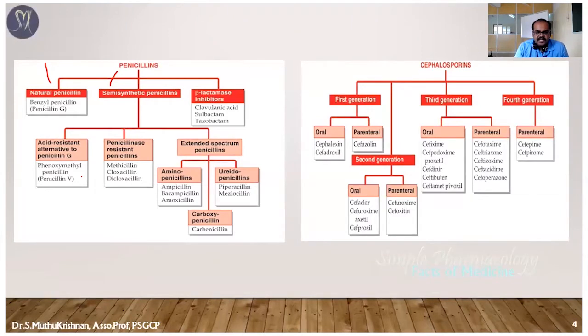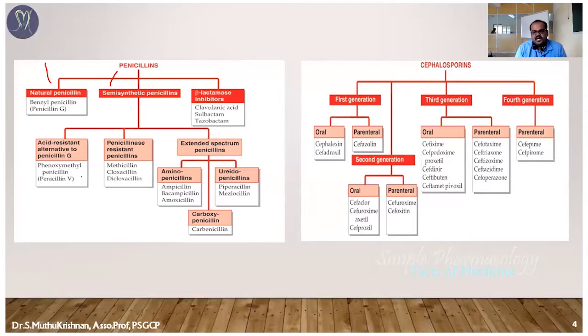The next category is penicillinase-resistant penicillin. It's a separate category, and I will explain what the penicillinase enzyme is. For classification, you don't have any other choice. You just have to memorize. That's the only choice.